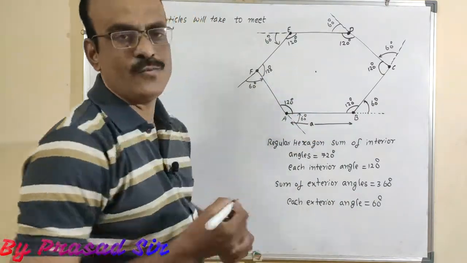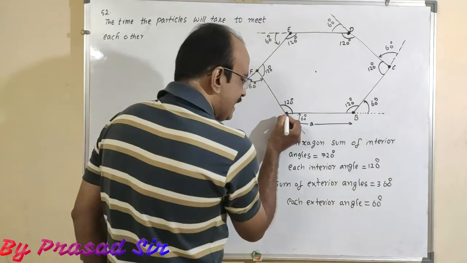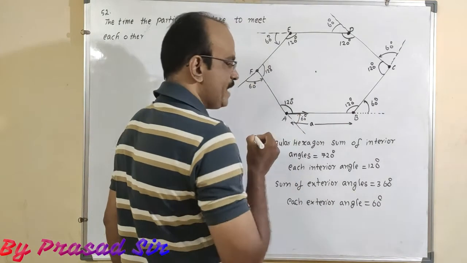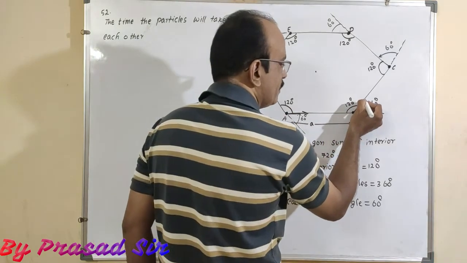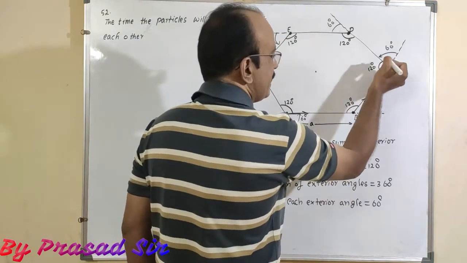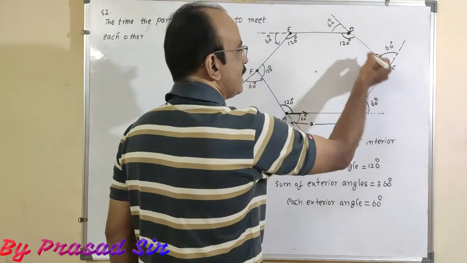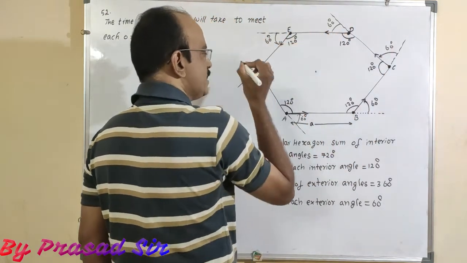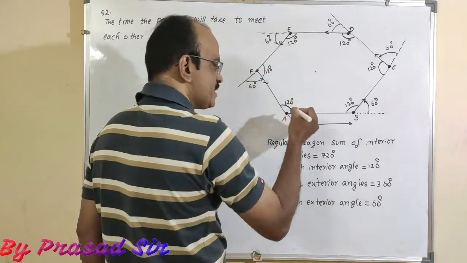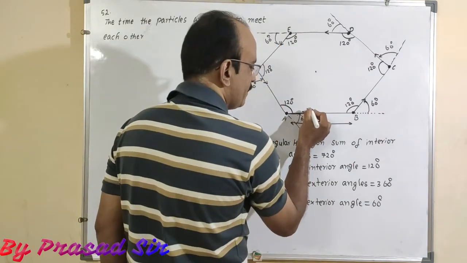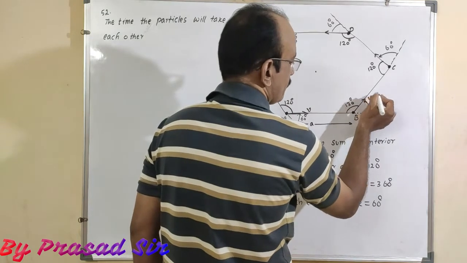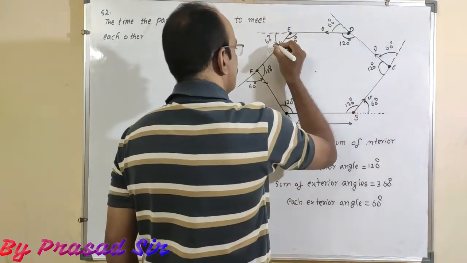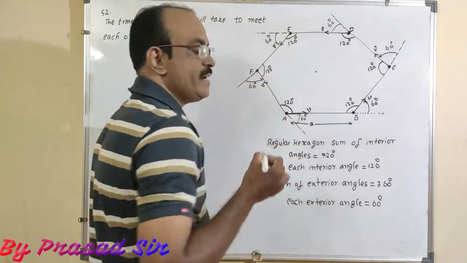But here, what is given? Particle A moves towards B, and particle B moves towards C. C moves towards D. D moves towards E. E moves towards F. F moves towards A, all with the speed V. Here those are moving with the speed V.